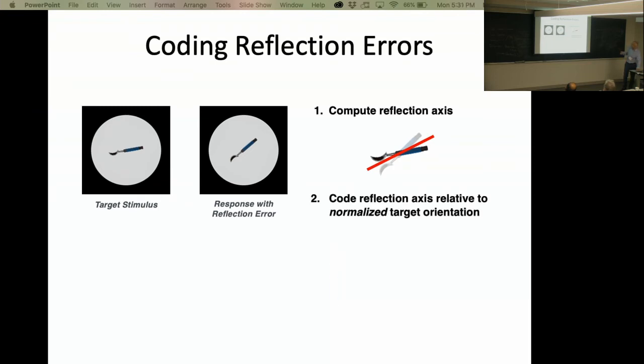So we code the reflection axis relative to a normalized target orientation. So take this one, say upright, and then we will code that as the reflection axis and then plot it like this. We collect a whole bunch of reflection errors and then just plot them.